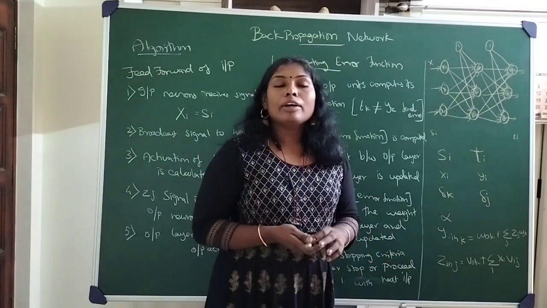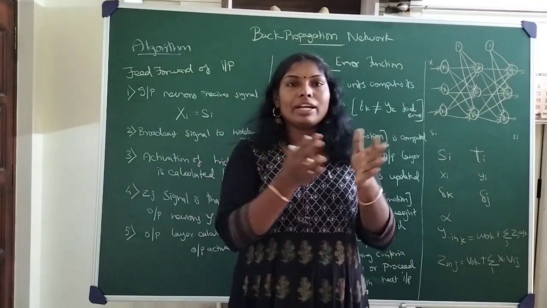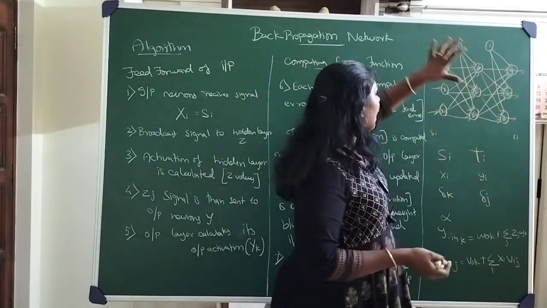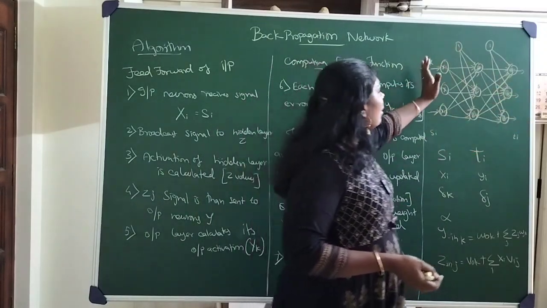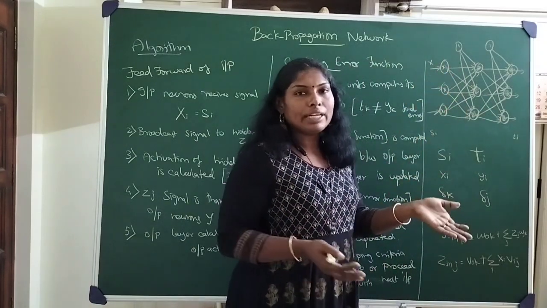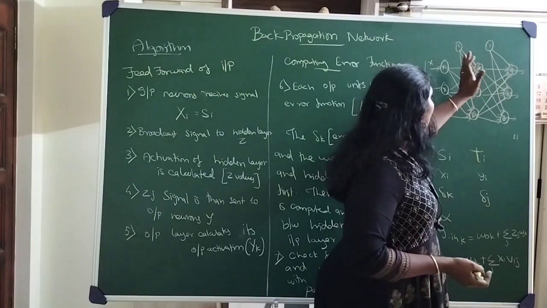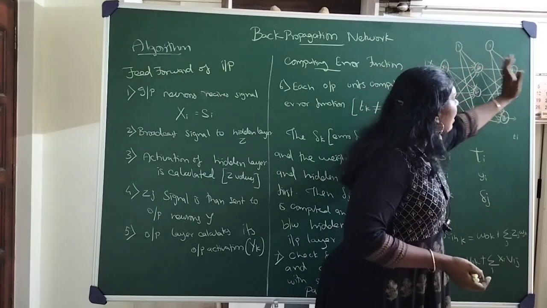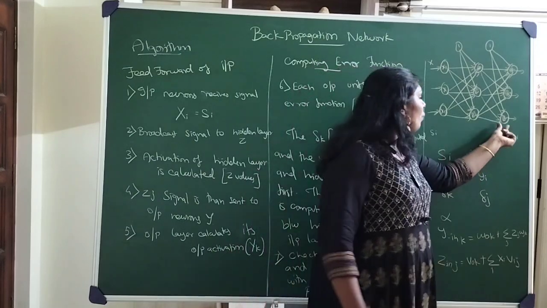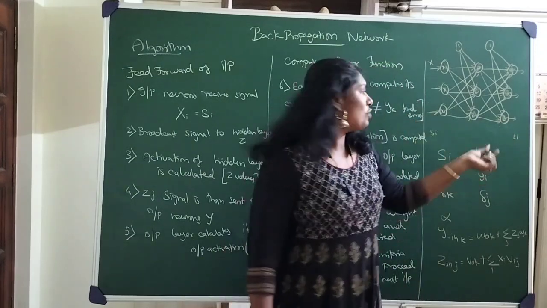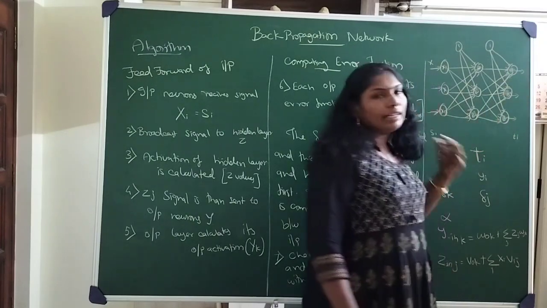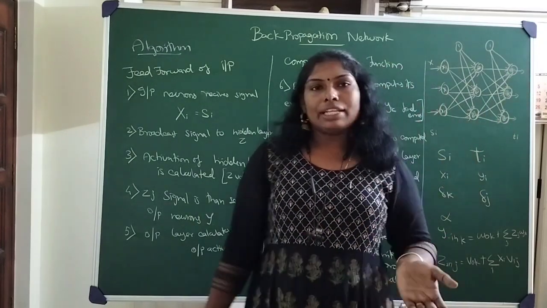Here, the backpropagation network is divided into three phases. The first one is feed forward of input. We take an input pattern, an input vector, and send it from the input layer to the hidden layer, and from the hidden layer to the output layer. We calculate the output value, and then comes back propagation of error. We calculate the error function between the final layer and the hidden layer, and then the hidden layer and the input layer, and then the weight adjustment.